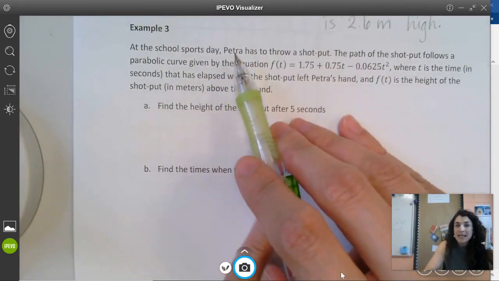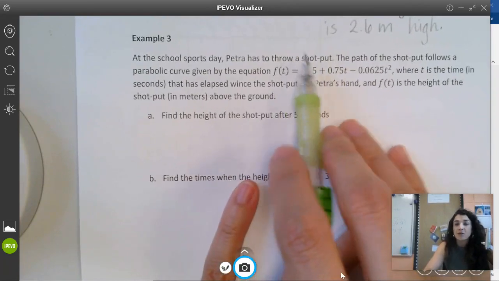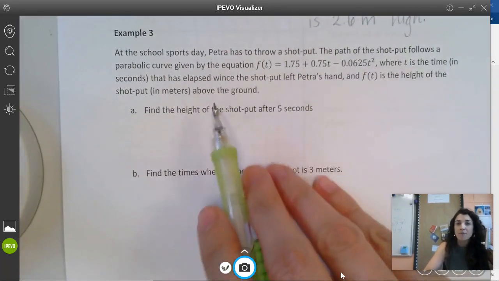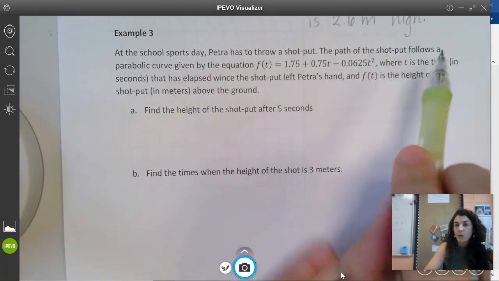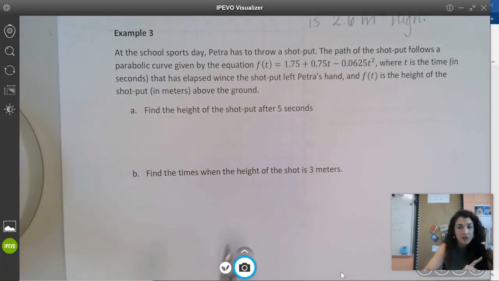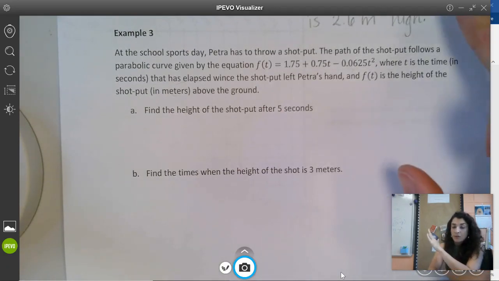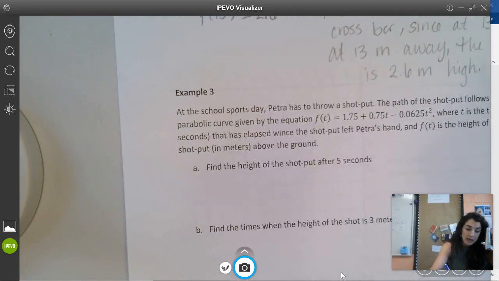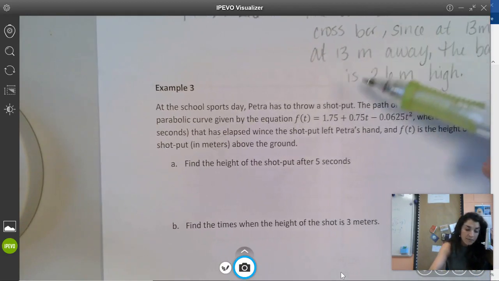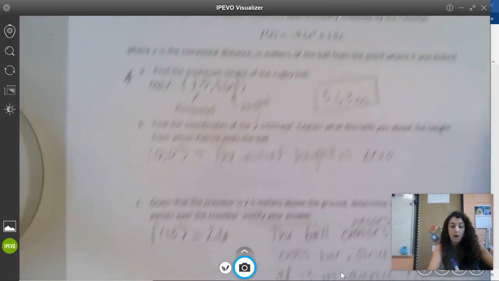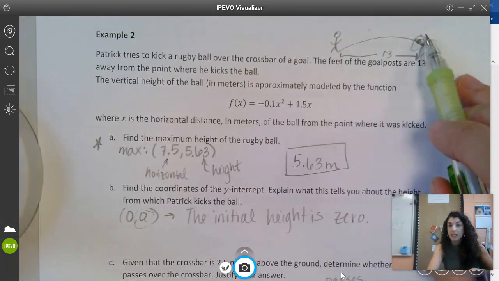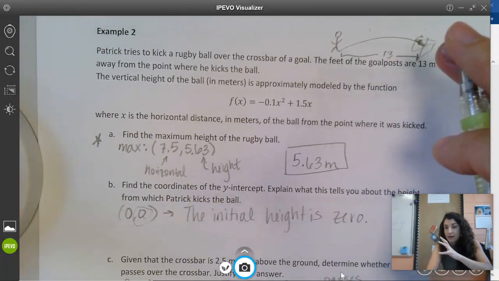At a school sports day, Petra has to throw a shot put. The path of the shot put follows a parabolic curve given by the equation where t is time. Okay, interesting. We haven't talked about t as time, or your input as time. We've done a lot of horizontal versus vertical, right? So now instead of it being the actual visual path of the ball, this is what the ball would look like across by your eyes.